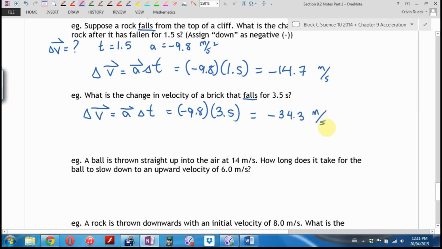Now, here's what this is saying. If you started out at 0, then after falling for 3.5 seconds, you'd be at negative 34.3 meters per second. If you started out at negative 1 meter per second, then you'd be at negative 35.3. If you started out at negative 10 meters per second, after 3.5 seconds, you'd be at negative 44.3. It's just saying that's your change. Your velocity would have gone in the negative direction, 34.3 meters per second in 3.5 seconds.